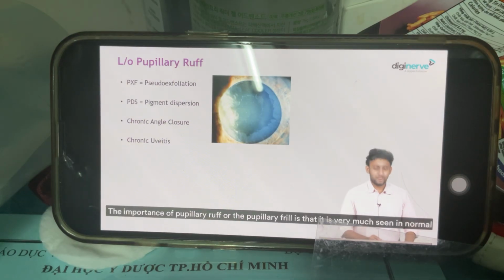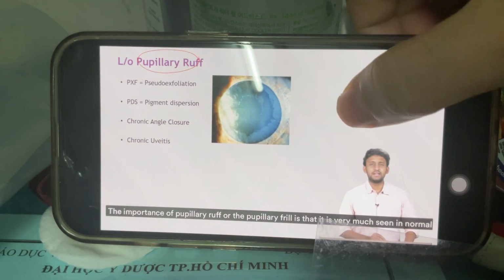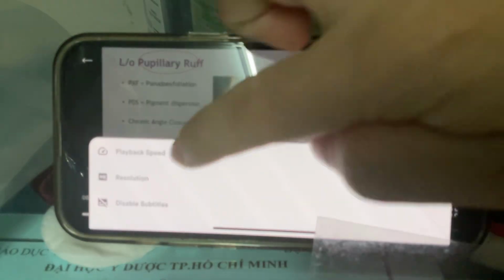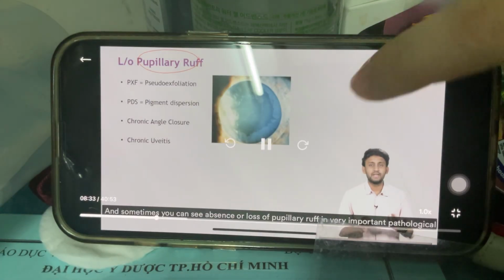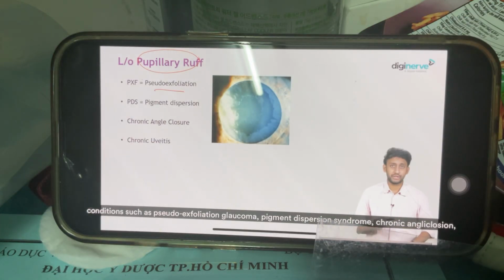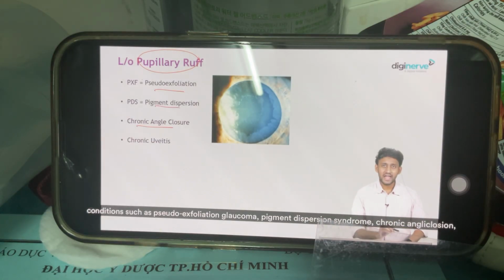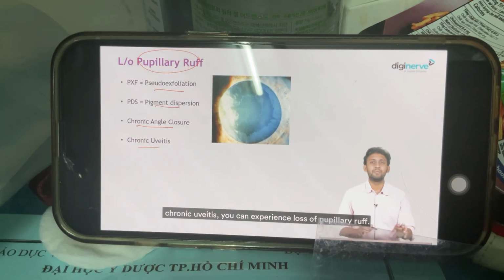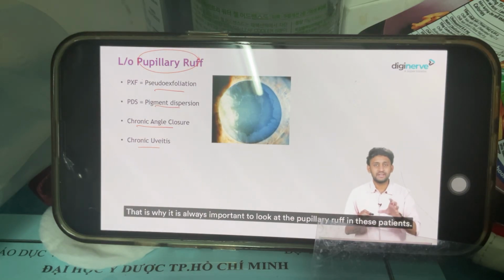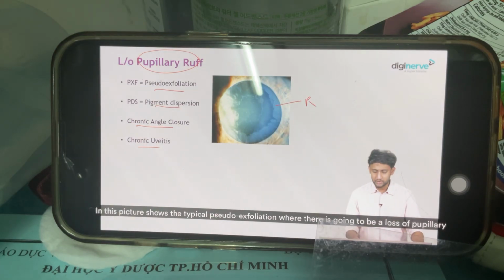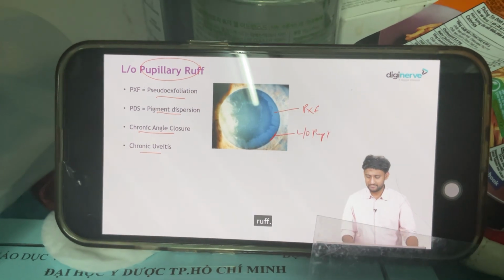The importance of the pupillary ruff or pupillary frill is that it is seen in normal patients, and sometimes you can see absence or loss of the pupillary ruff in important pathological conditions such as pseudoexfoliation glaucoma, pigment dispersion syndrome, and chronic uveitis. That's why it's always important to look at the pupillary ruff in these patients. This picture shows typical pseudoexfoliation with loss of the pupillary ruff.